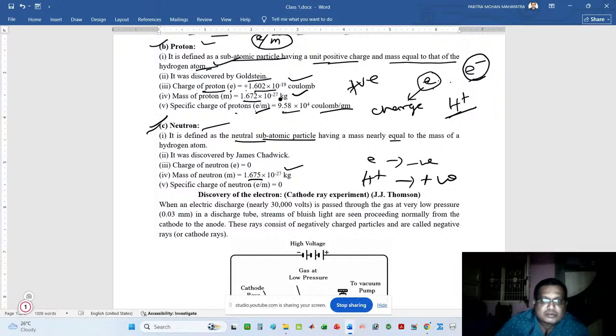1.672 into 10 to the minus 27 kg. Mass of neutron and mass of proton are nearly equal to each other, and they are also nearly equal to the mass of the hydrogen.